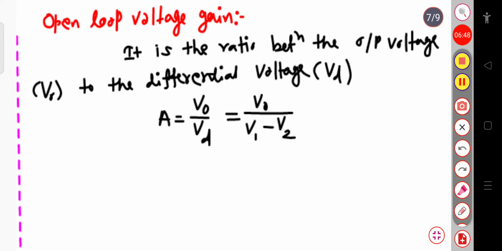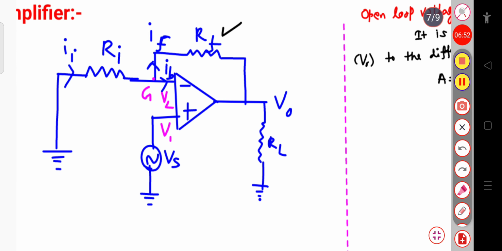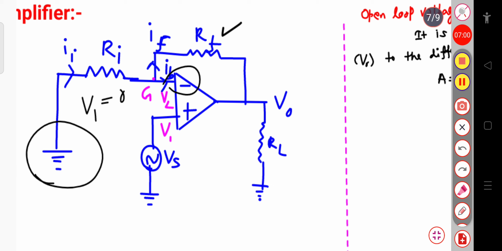And here, since the inverting terminal is connected to the ground, we can say the voltage V2 at this point is equal to 0. Sorry, this is your V2. So the voltage V2 equals 0 at this point.